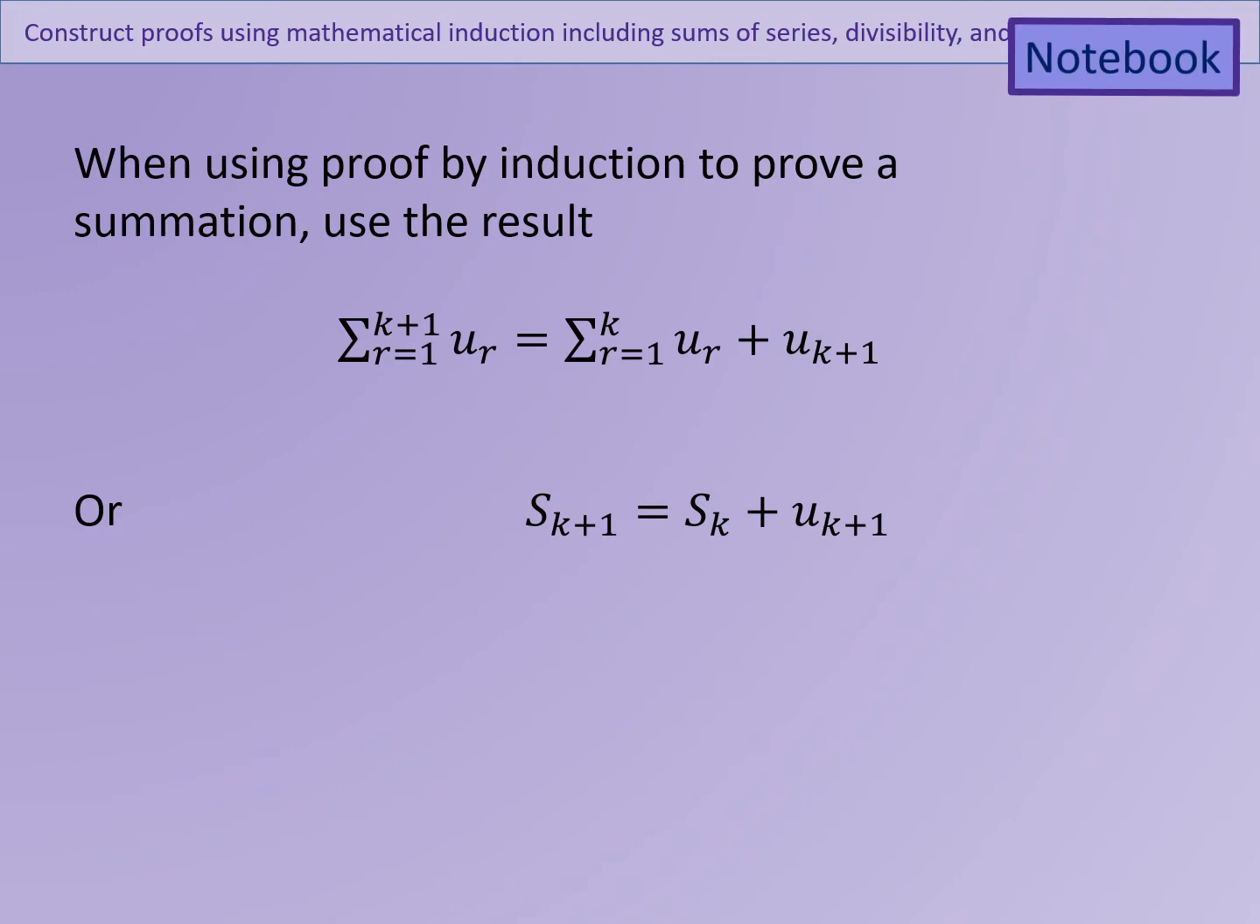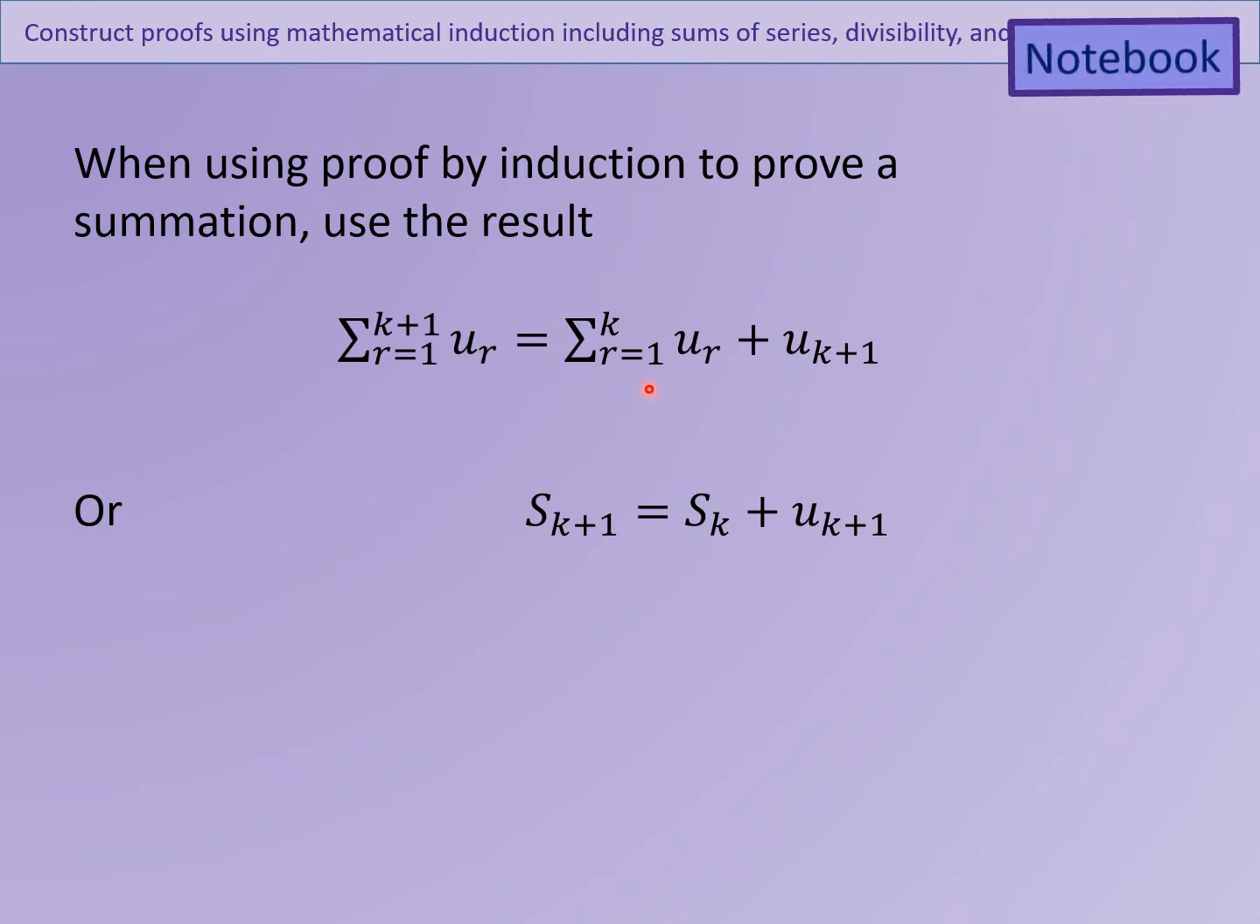So when we are using proof by induction to prove a summation, we're going to use this fact here: if you want the sum of a particular series, starting from r equals 1 and going up to k plus 1, this is the sum of the first k plus 1 terms, we can take the sum of the first k terms, so the sum of that same series from r equals 1 up to k, and then add on the k plus 1th term. It's the sum of all the terms that came before it plus the extra term.